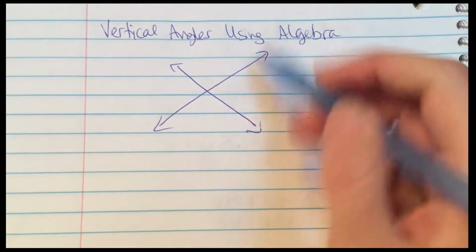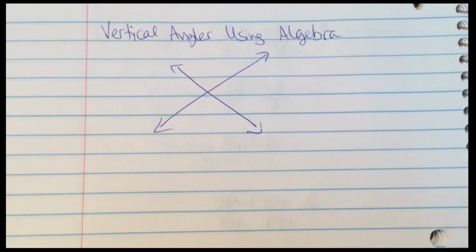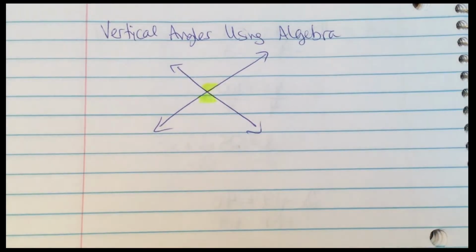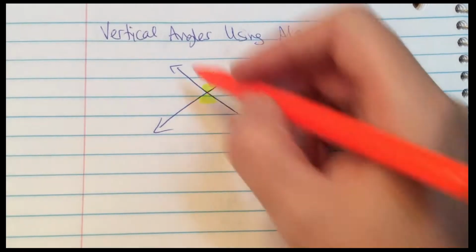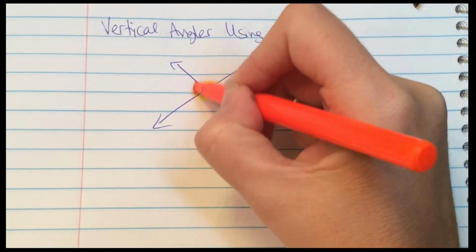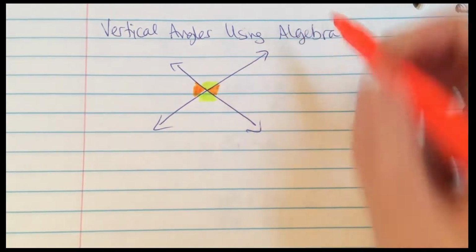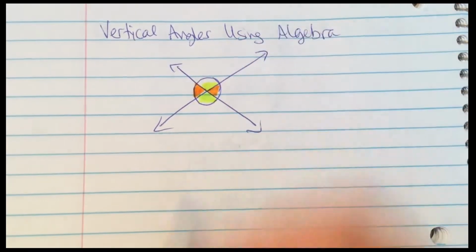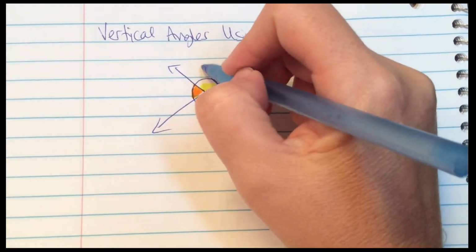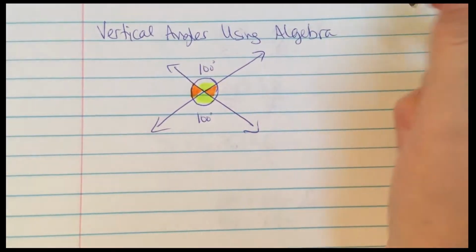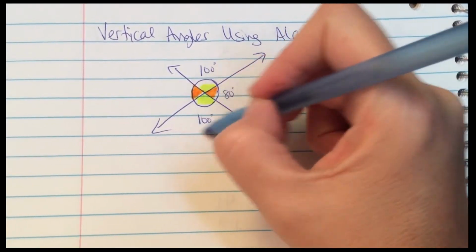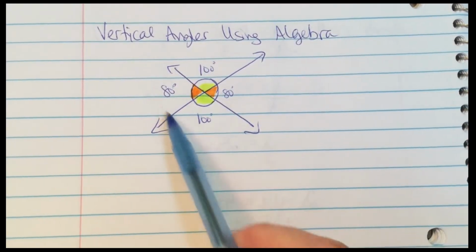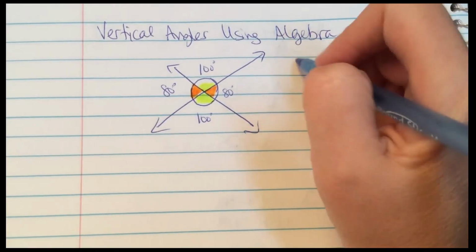They're when two lines intersect and you have opposite angles that are congruent. So these two are congruent and these two are congruent, meaning they have the same measure. And altogether they're going to add up to 360 because they create a circle. So let's say that this was 100 degrees, this would be 100. And if this was 100, that would be 80 because together they make a half of a circle. And then this would be 80. And if you add up all four of those numbers, you're going to get 360.